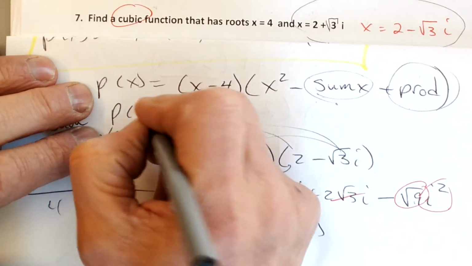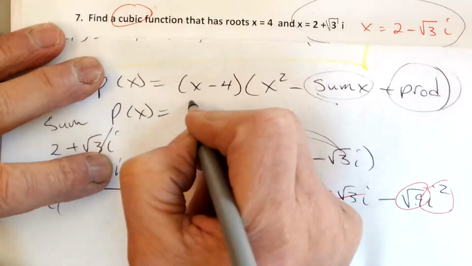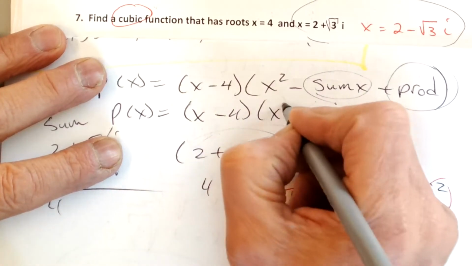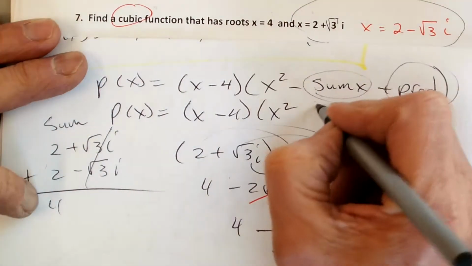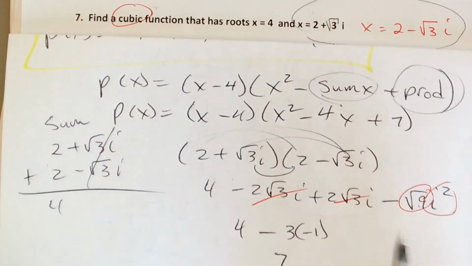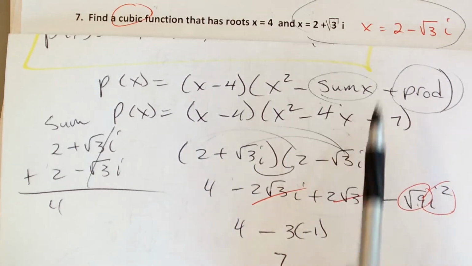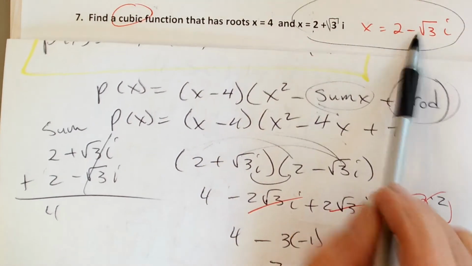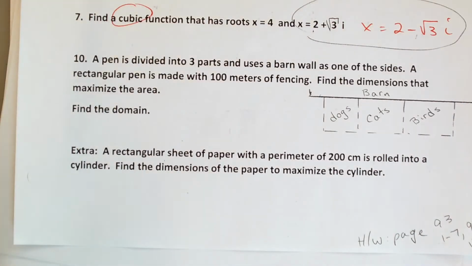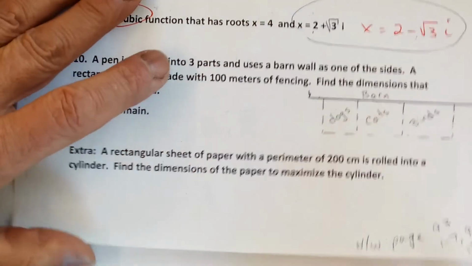Grand answer. Here we go. P of x is equal to, this is the polynomial, this is the cubic function, x minus 4 times x squared minus 4x plus 7. And if you use the quadratic formula and solve this, these will be the 2 roots that you get. Okay? All right, moving on. I'm going to get this done, and when I get it done, then you guys can work on it on your own, okay?